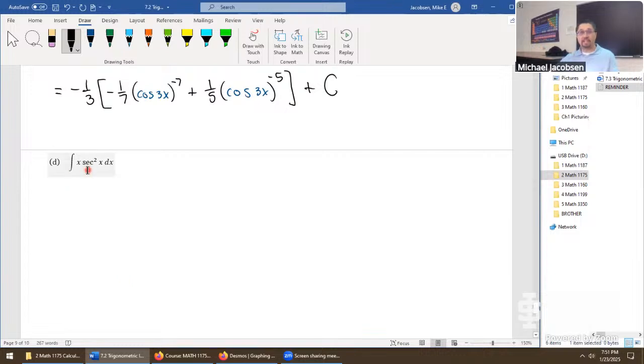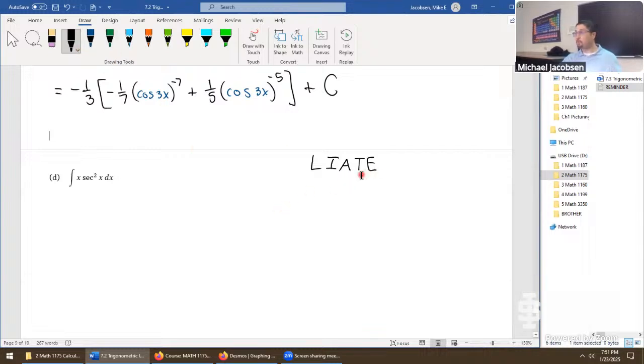It's in some sense definitely a trigonometric integral because there's a trig function, but we're going to use integration by parts because we have an algebraic function multiplying the trig function in this situation. The acronym we often use is LIATE, to stand for logarithmic, inverse, algebraic, then trigonometric and exponential.